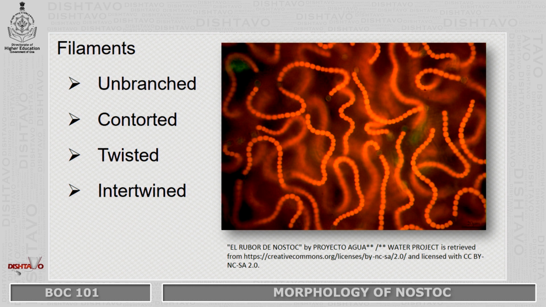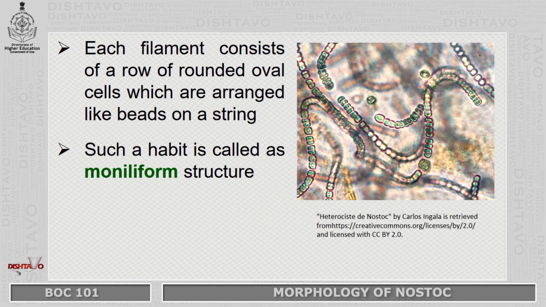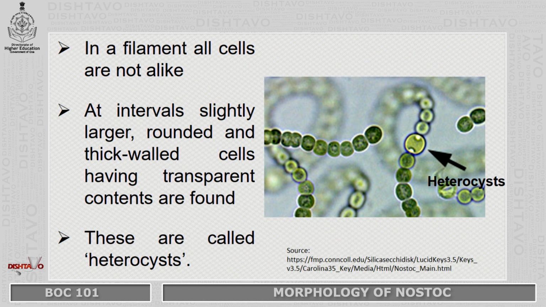Each filament is simple, unbranched, and may be contorted or twisted and sometimes intertwined. Each filament consists of a row of oval to rounded cells which are arranged like beads on a string, and this bead-like structure is called moniliform structure. Now, in a filament, all the cells are not alike. At certain places you can see some cells that are larger, rounded and thick walled, having a transparent content inside, and these cells are referred to as heterocysts.